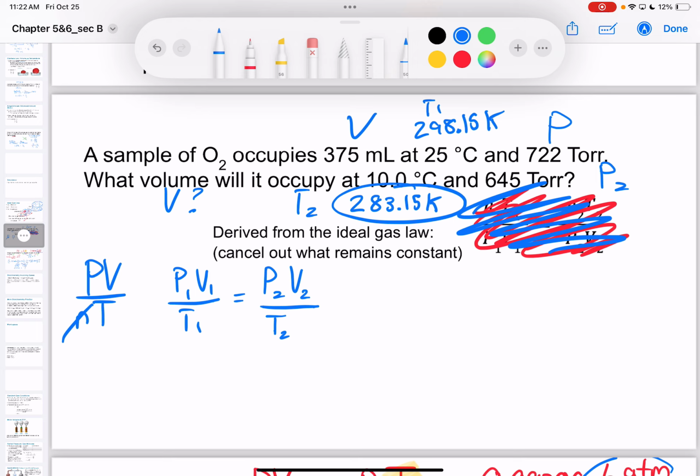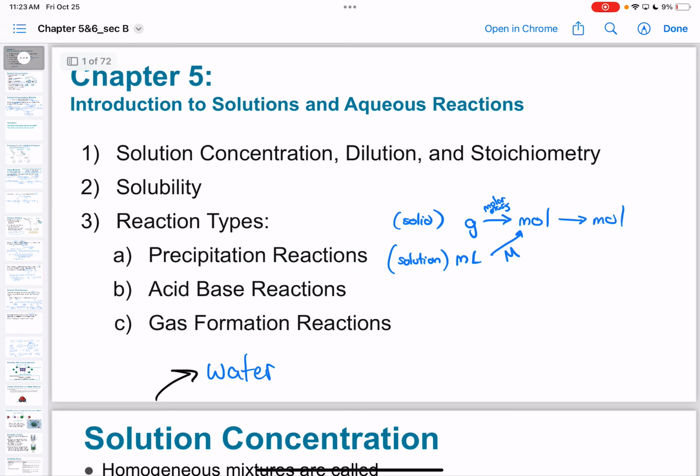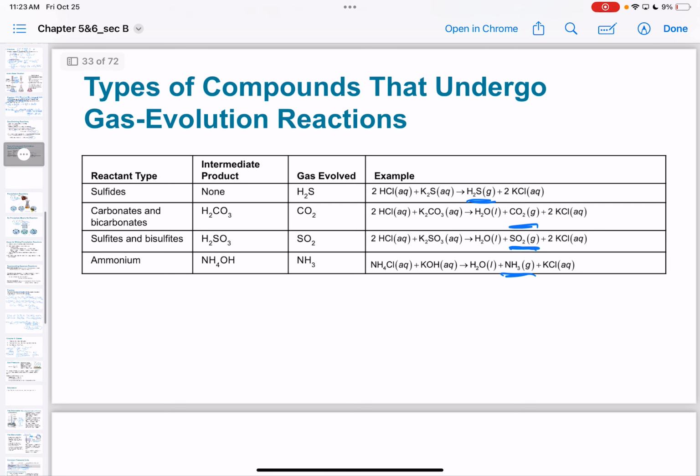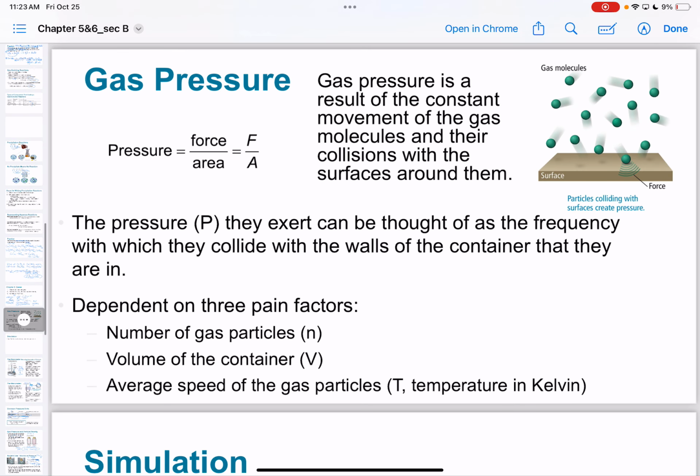All right, so now I'm going to go ahead and plug everything in. Pressure 1, 722 torr. Volume 1, 375 mL. Temperature 1, 298.15.